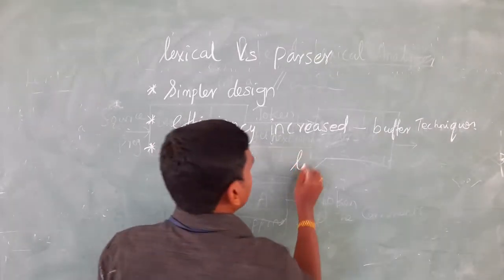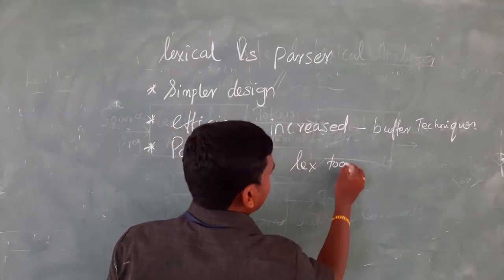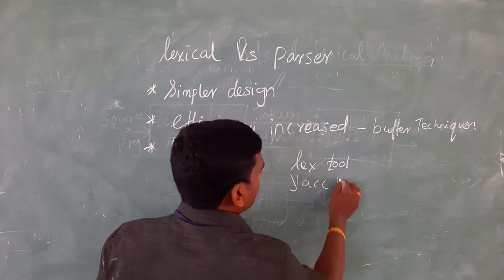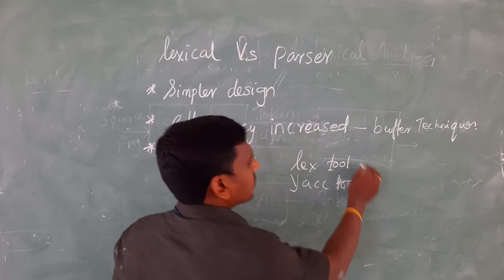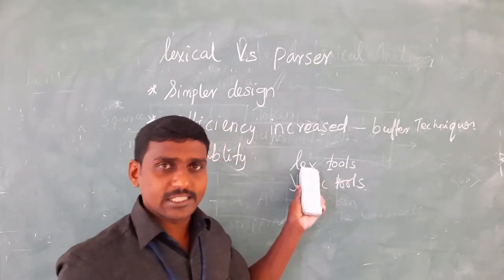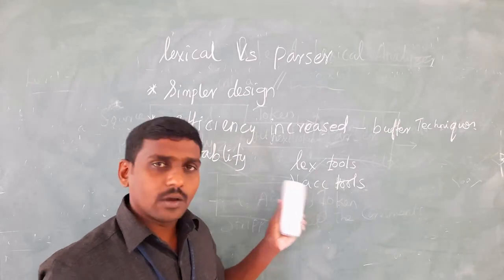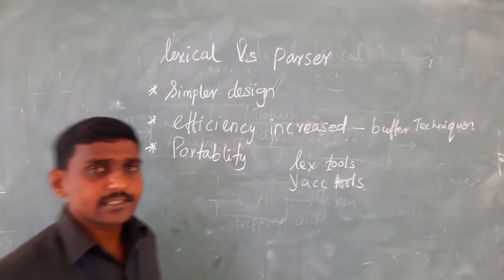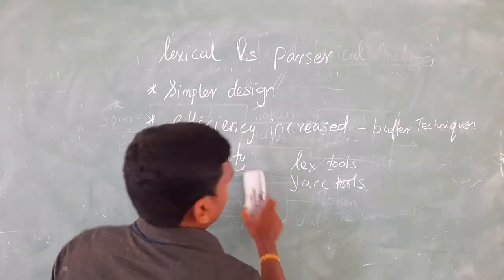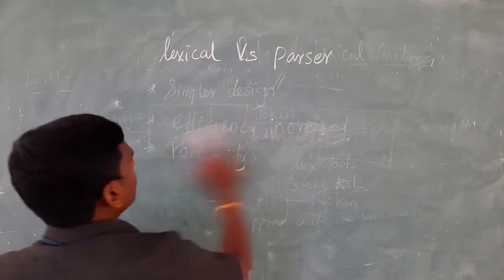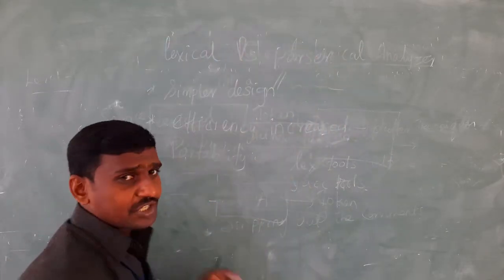For the lexical analyzer, that is called the Lex tool, which I will teach you in the next session. And for the parser, the Yacc tool. So these are the tools: Lex converts the source program into tokens, and Yacc converts tokens into a parse tree. If you use these tools, compiler portability is increased. So two headings you have to write, and third, you have to write the definitions.